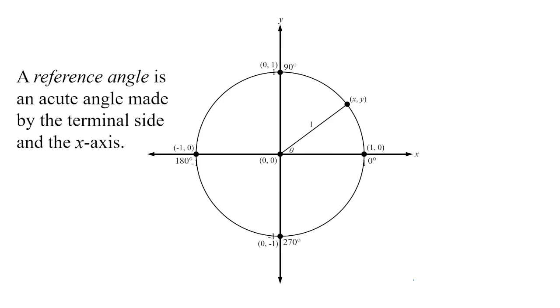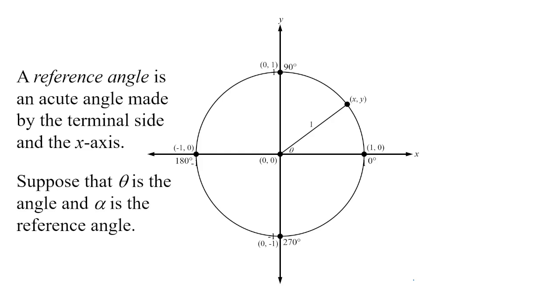A reference angle is an acute angle made by the terminal side and the x-axis. Now notice it says acute angle. Theta is made by the terminal side and the right x-axis, or the positive x-axis. But when we're talking about a reference angle, it's an acute angle made by the terminal side and the x-axis, either side of the x-axis. So suppose that theta is the angle and alpha, another Greek letter, is the reference angle.